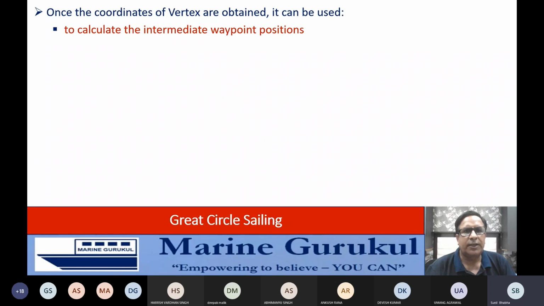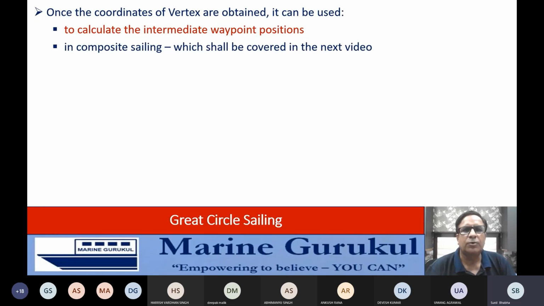So along the great circle track, suitable intermediate waypoint positions are picked up, and between the waypoint positions, the vessel does rhumb-line sailing. By doing so, you approximate the GC track to the extent possible, and at the same time meet the requirement of the vessel to be sailing along stretches of rhumb-line. Another application of the vertex could be in composite sailing, which shall be covered in the next video.